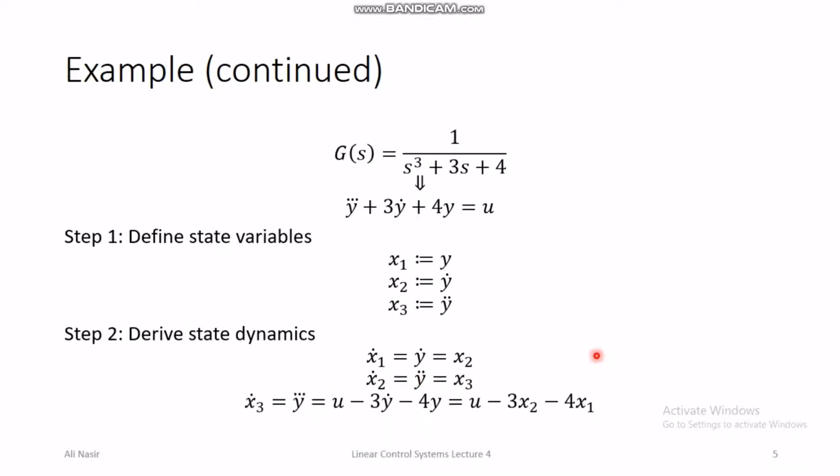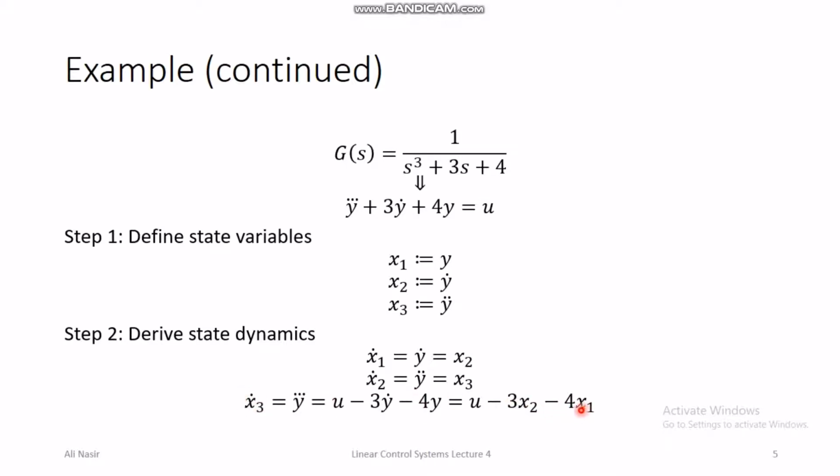Then x3 dot is y triple dot, and y triple dot will be derived from this equation. So if you look at this equation, y triple dot is equal to u minus 3y dot minus 4y. So this we have written here, u minus 3y dot minus 4y, and this is equal to u minus 3x2 because y dot is x2, and 4x1 because y is x1. So this is how x3 dot is equal to u minus 3x2 minus 4x1. So this is the dynamics of x3.